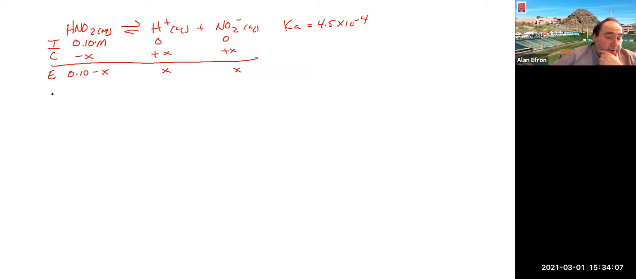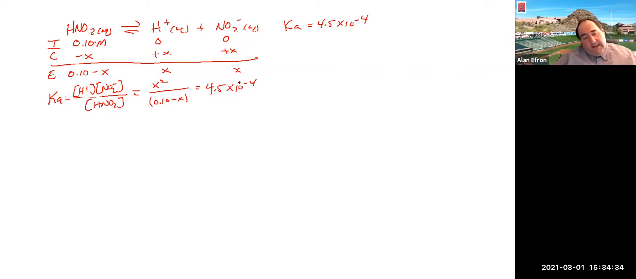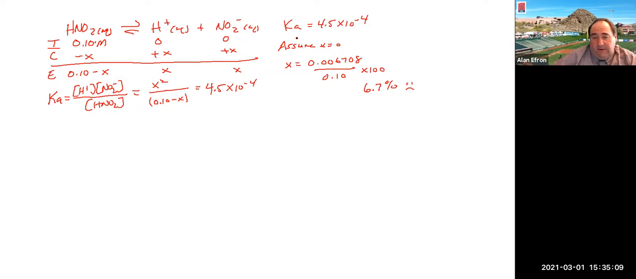Okay, so again, since this is a Ka problem, we would go into our Ka expression, which would be our products over our reactants. That means we basically have x squared divided by 0.1 minus x equaling our 4.5 times 10 to the minus 4. It is a small value of K, so you can try to assume that x is equal to zero. And if you do that, I would hope, like we've talked about before, that you did check it. You would end up with an x value of 0.006708, which if we divided by 0.1 and times it by 100 would give us about 6.7%, which is not so good based on our 5% rule.